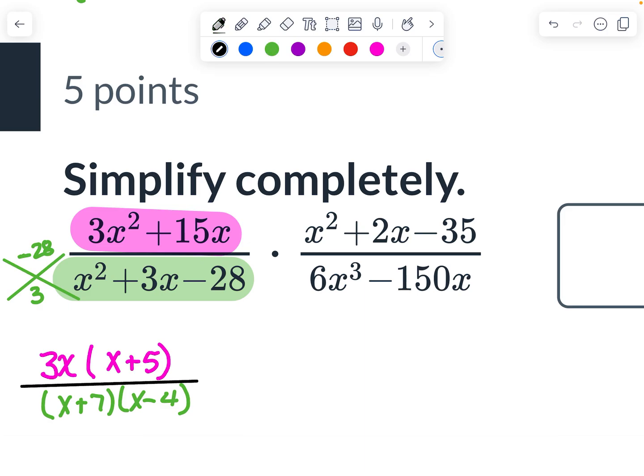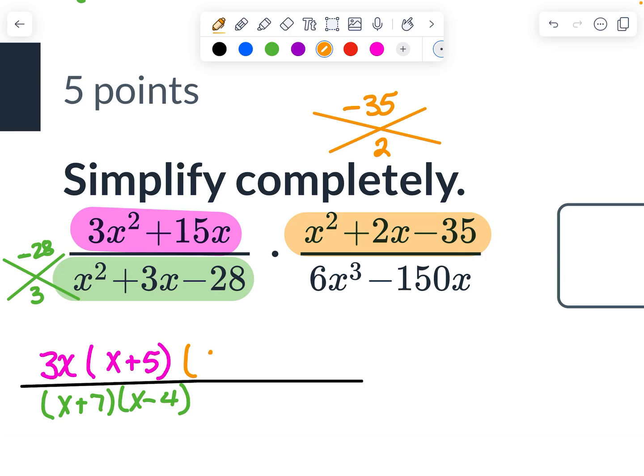Okay. Then on to the next fraction, and it already is a multiplication problem, so we don't need to invert anything. We look at this, and it does not have a greatest common factor, but it is a trinomial that has a leading coefficient of 1. So we are looking for the factors of negative 35 whose sum is 2, and that would be x plus 7 and x minus 5. Because if we multiply, we get negative 35. If we add, we get positive 2.